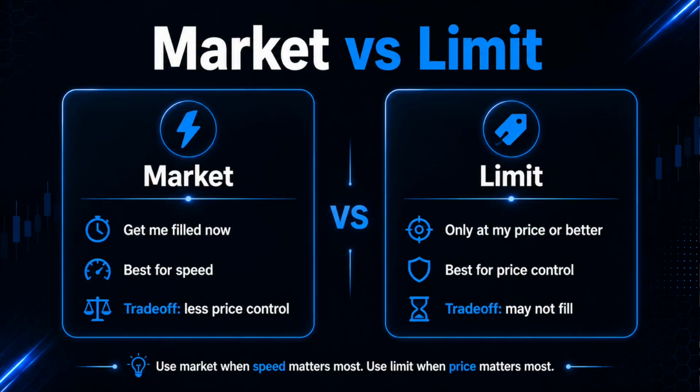So far, we have 2 basic choices. Market order says, get me in or out now. A limit order says, only fill me at my price or better. Market gives you speed, limit gives you control. Now, let's move into orders that usually wait before they do anything. That's where stops come in.